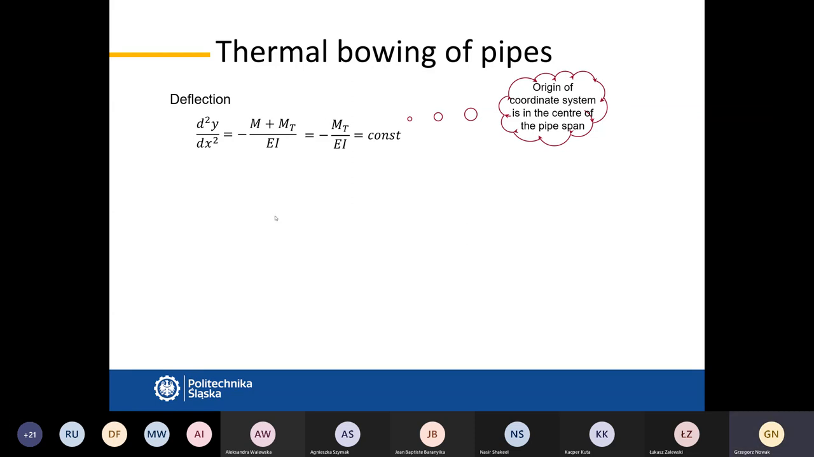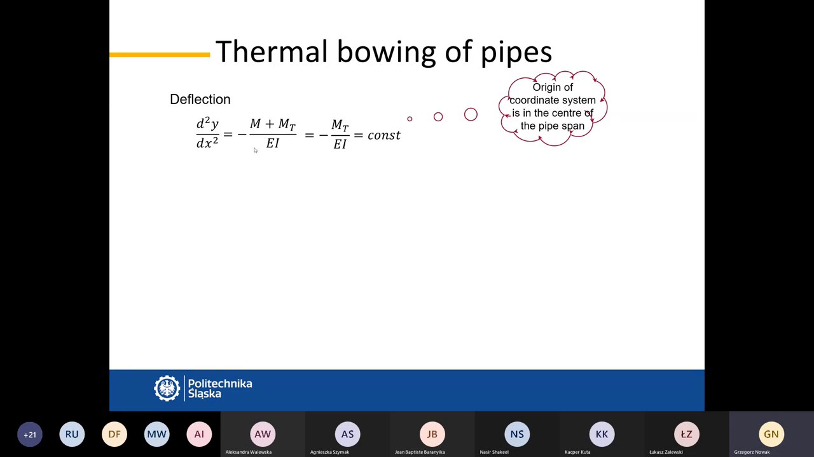So since we have no mechanical loading, so M is zero, we have only M_T, the thermal moment, divided by EI, the flexural rigidity. And this is constant, because M_T is constant along the beam, along the pipe. So we have only a distribution of temperature in a cross section, but along the length, that's still the same.